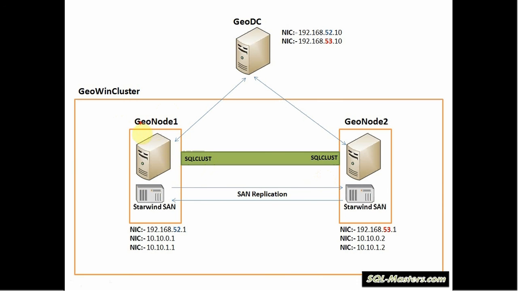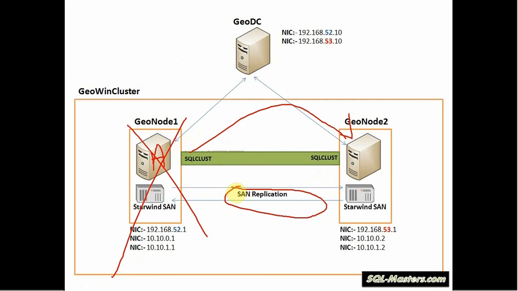If this is the active node in this multi-subnet environment and this node goes down, or I can say if this data center goes down, the SQL Server services will move to this node, or I can say to this data center. And as you're already aware, we have SAN replication implemented, so the data is being replicated to both the nodes.